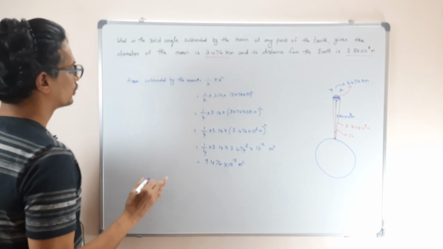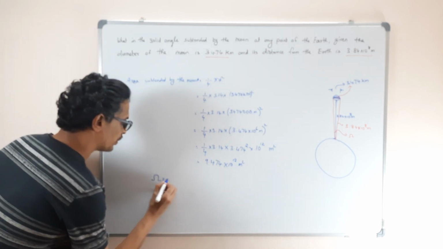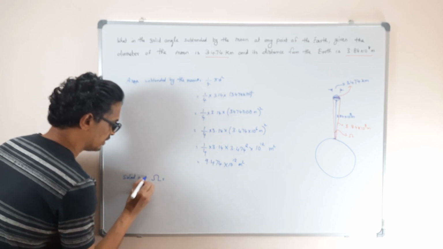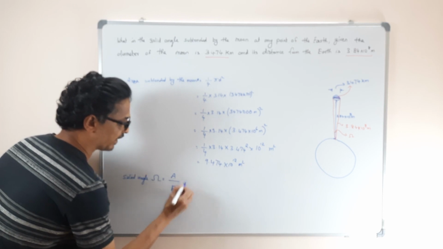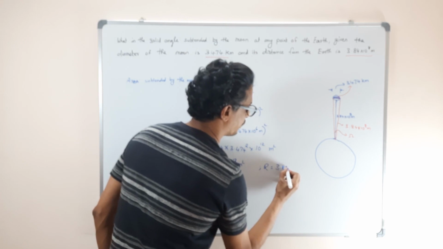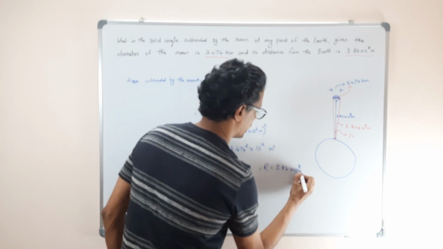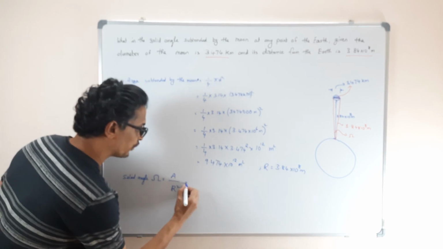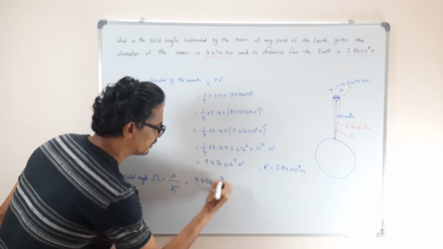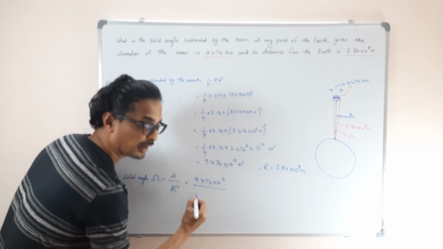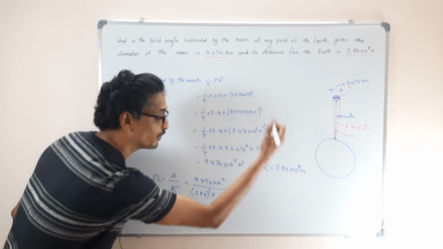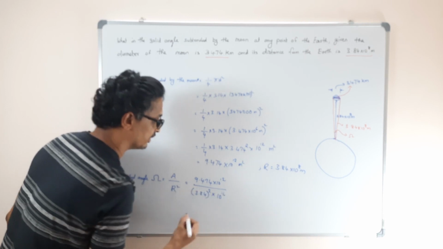So now the solid angle is what? Solid angle is area divided by r square. R is given, right? R equal to how much? 3.84 into 10 to the power of 8 meter. So it is 9.474 into 10 to the power of 12 divided by this square, correct? So it is 3.84 square into 10 to the power of 8 square. That will become 10 to the power of 16.